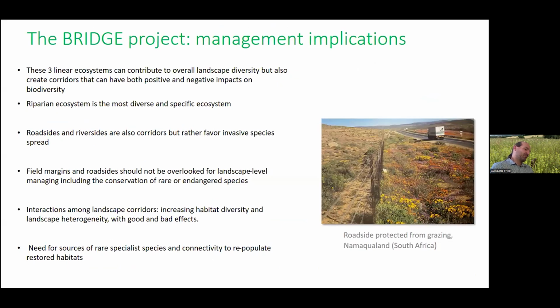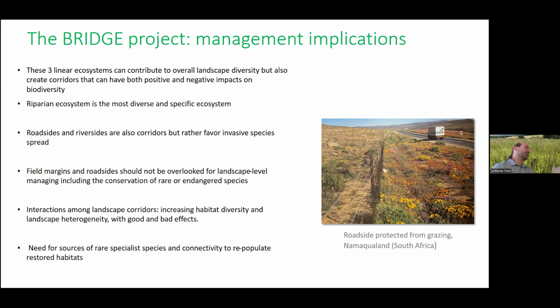Okay, so this led us to the management implications of the BRIDGE project. We have seen that the three linear ecosystems, field margins, roadsides, and riparian zones, all play a vital role in enhancing overall landscape diversity. They also act as ecological corridors, which can have both beneficial but also negative impacts on biodiversity. And among them, clearly the riparian ecosystem is the most diverse and ecologically specialized habitat.